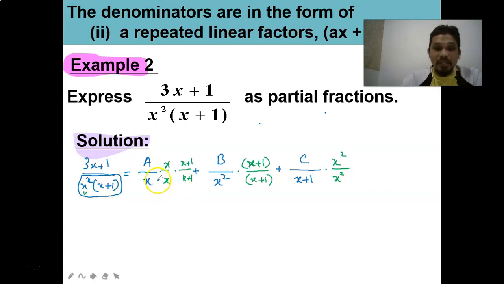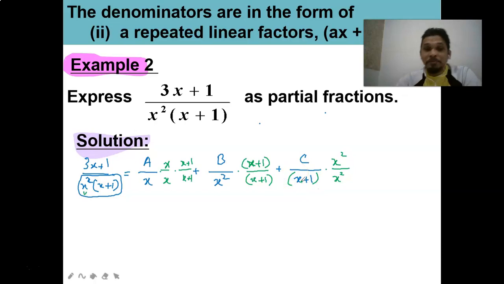Now let's compare the denominator of each of these. x times x, x squared, multiply with x plus 1, x squared times x plus 1. x squared multiplied with x plus 1 equal to x squared multiplied with x plus 1. And x plus 1 multiplied with x squared. Yeah. It gives you x squared times x plus 1.